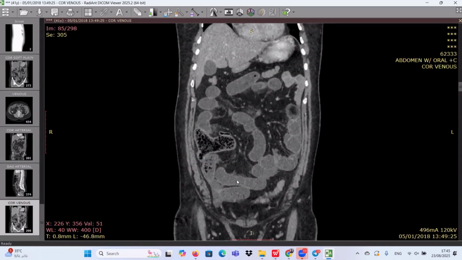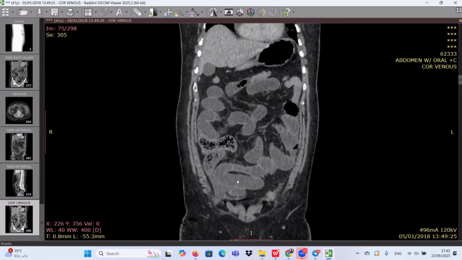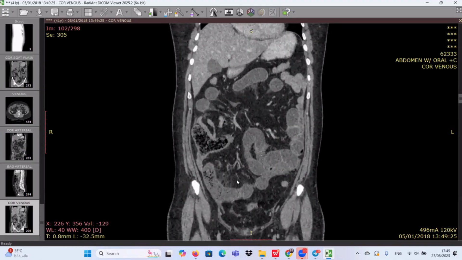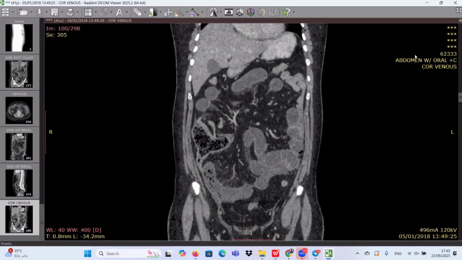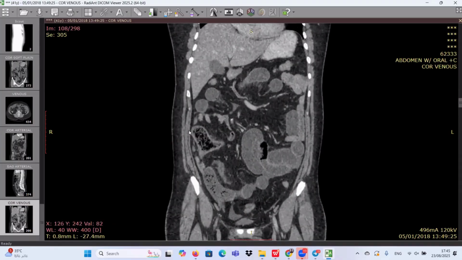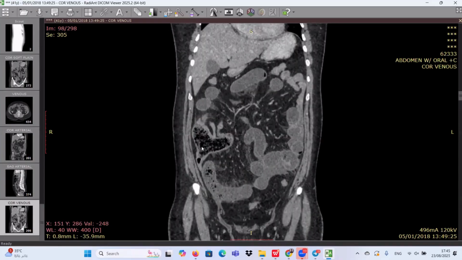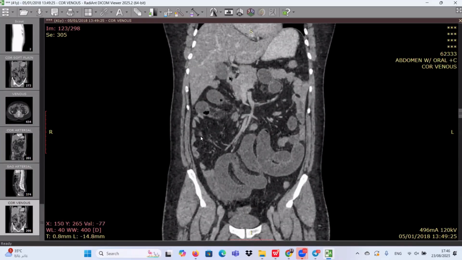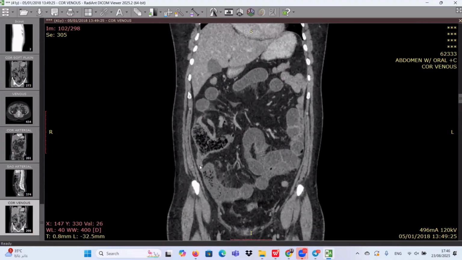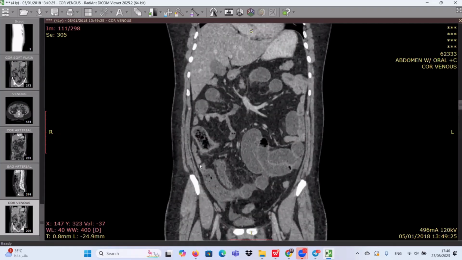We don't have any evidence of inflammatory bowel disease. I think here we have a transition point at this area between dilated small bowel loops and collapsed bowel loops. Is that correct? Yes, here, right. This is a transition point between the dilated and collapsed bowel loops.